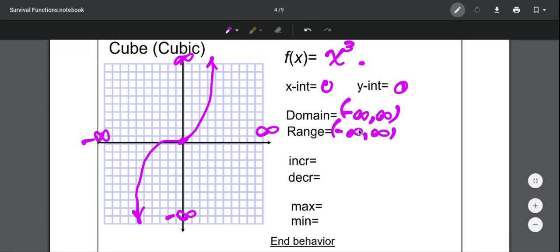And increasing, well, if we go from left to right, this graph is always increasing. So we go from negative infinity to infinity, and it's never decreasing. And because we have no decreasing, we have no max and no min.